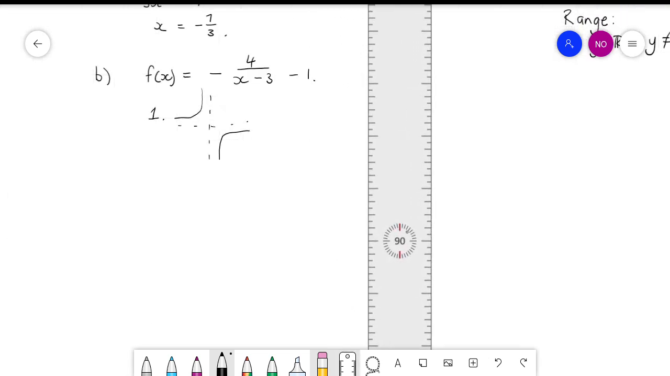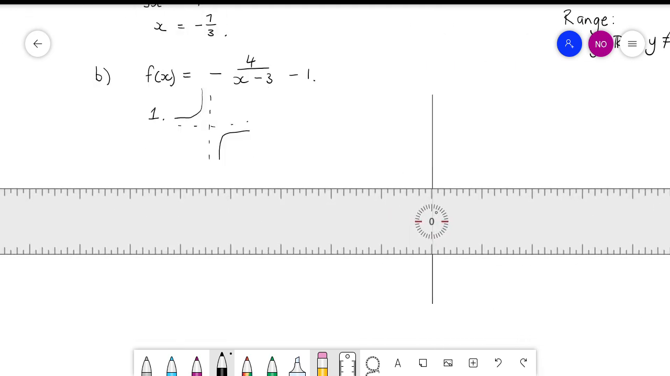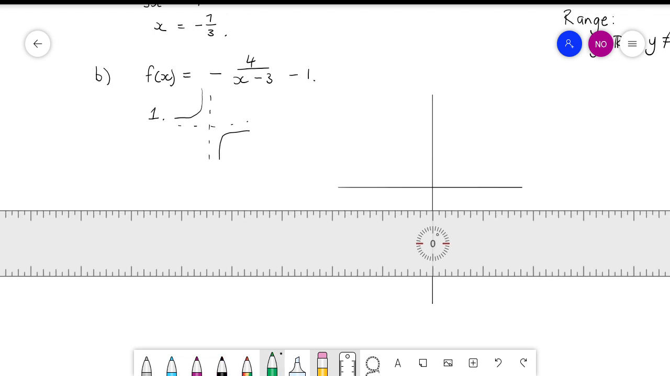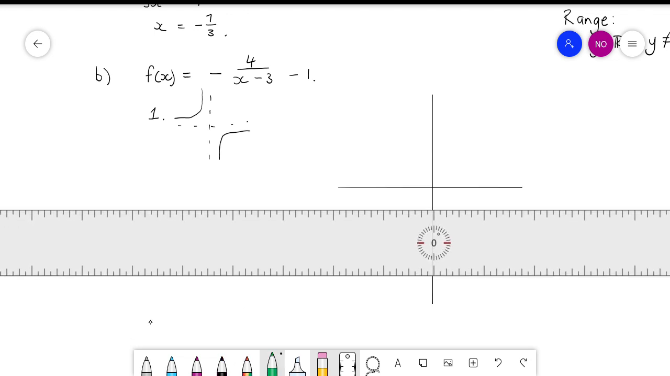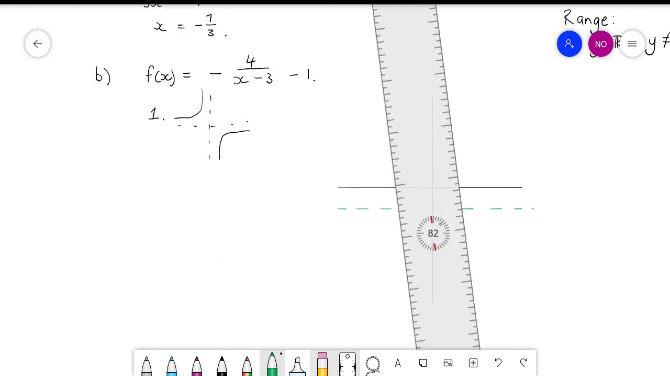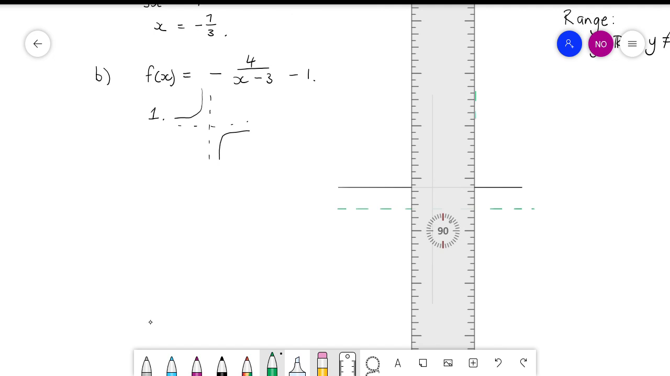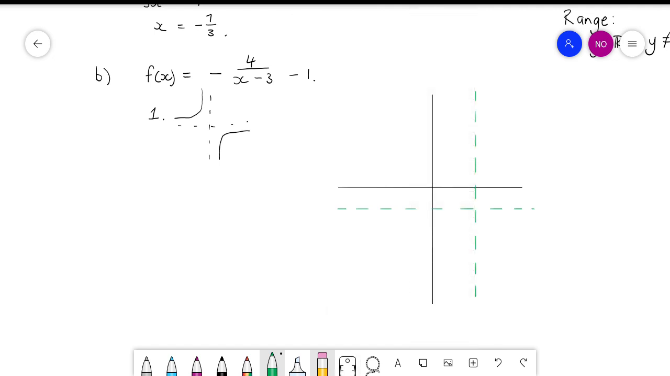Then I'm going to draw in the asymptote so long. Die een gaan wees by minus 1. Die onder en die ander ene gaan wees by positief 3. You can also indicate them like that.